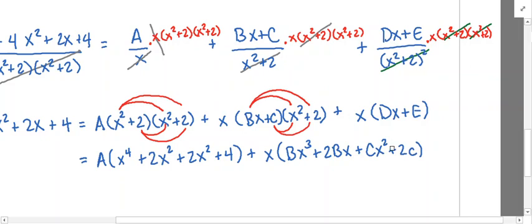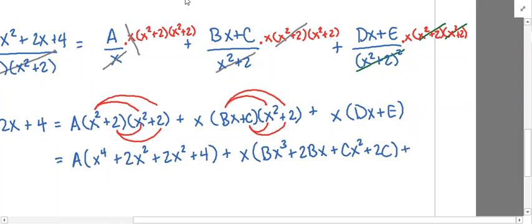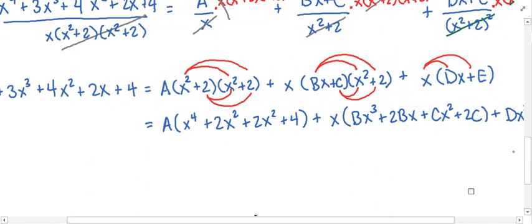And then luckily, the dx plus e part is not so bad. Okay, so we'll go ahead and distribute the x here and here. So we're going to have plus dx squared plus ex. Okay, all right, now we're going to send the a through everything in parentheses. So we're going to get ax to the 4th plus 2ax squared.